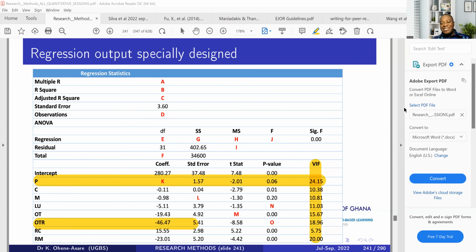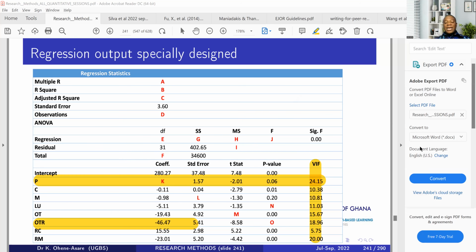Now, between P and C, which variable must go? Excellent. Once again, it's P. Between M and RM, which variable may be deleted from the regression? That's the last result. Most of you, all of you have gotten it: it's RM.